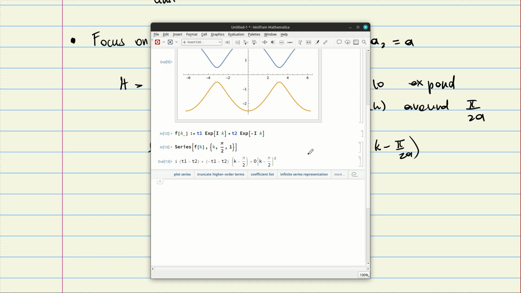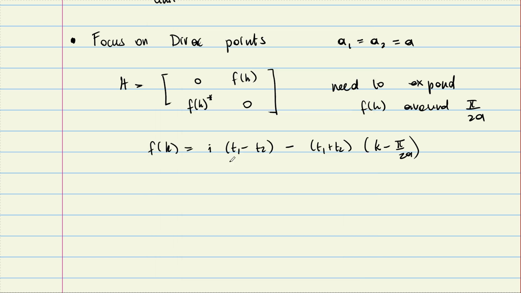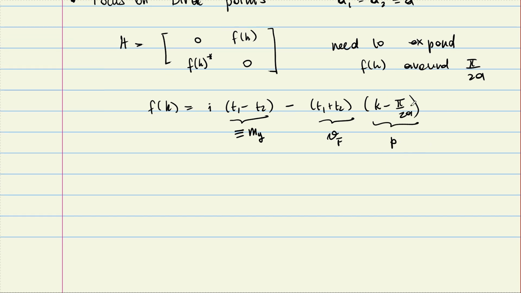Okay, that's it. So this thing, I want to define this to be equivalent to m y. We'll see why in a little bit. So this piece, I want to define this to be V Fermi. I can define things whatever I want. Let's call this P, the momentum defined in reference to k.